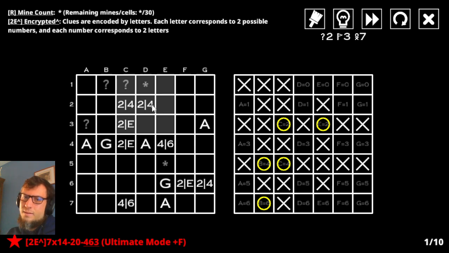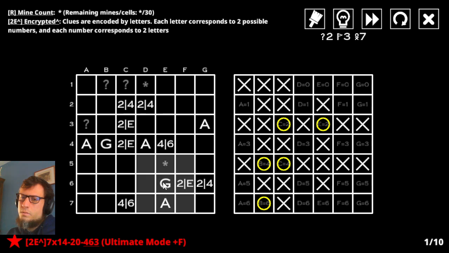Could this have 4 next to it? It could. Oh, it has literally 4 spaces next to it. Okay. Oh, that means a lot of these are mines. What options do I have for A? 1, 3, 5, 6. This can't be 6. That can't be 6. That can be at most 3. That can be at most 3.